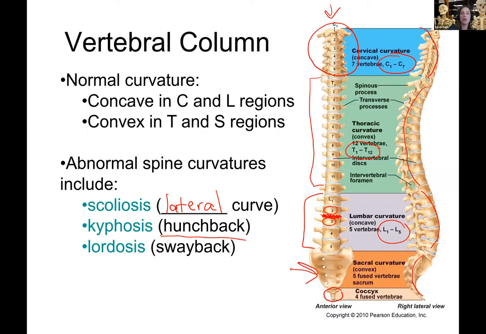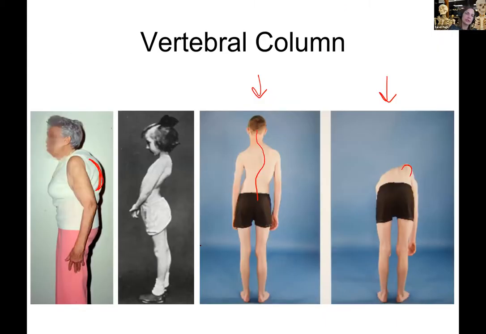And then the last one is lordosis. This is swayback. So this is an exaggerated lumbar curve, an exaggerated concave curve. Here you can see a little girl with lordosis. So this is in the lumbar region. This is also very common in pregnant women. If you think about it, you're carrying this big baby, all this extra weight in front of you. And so it's not uncommon for pregnant women, especially in that last trimester, to develop lordosis. Once they have their baby, it goes away, but that is super common.